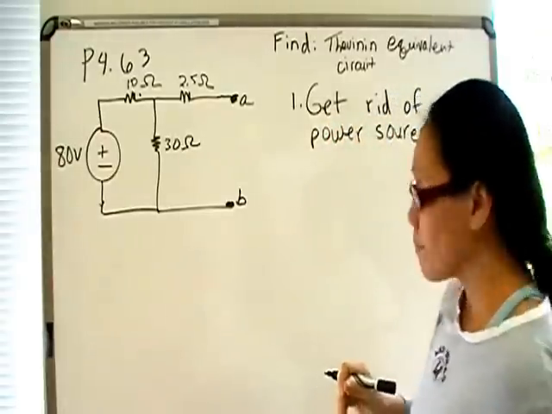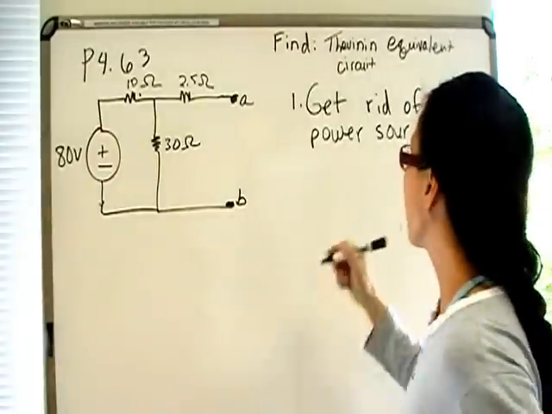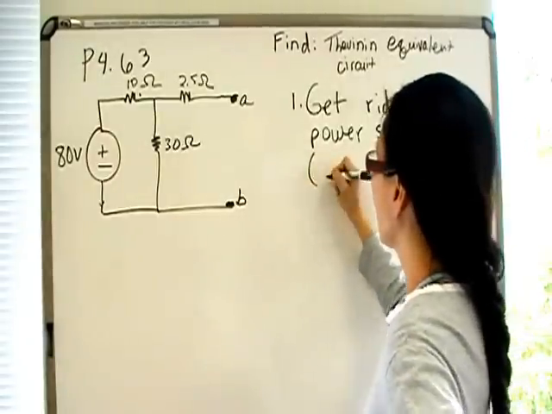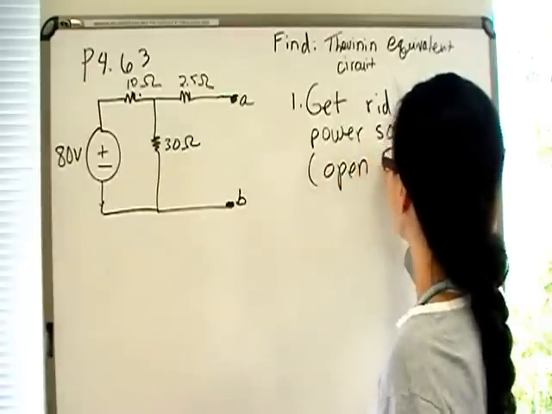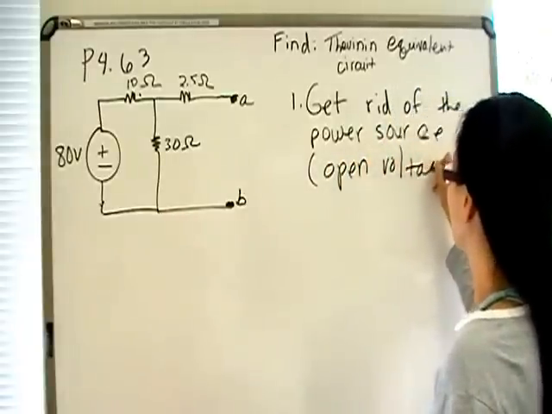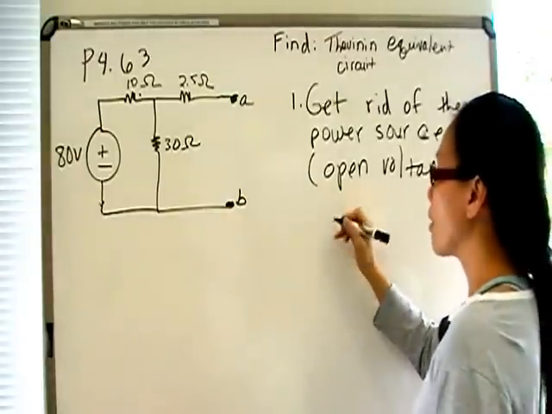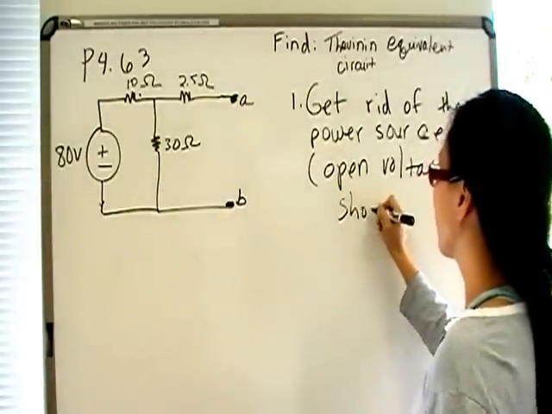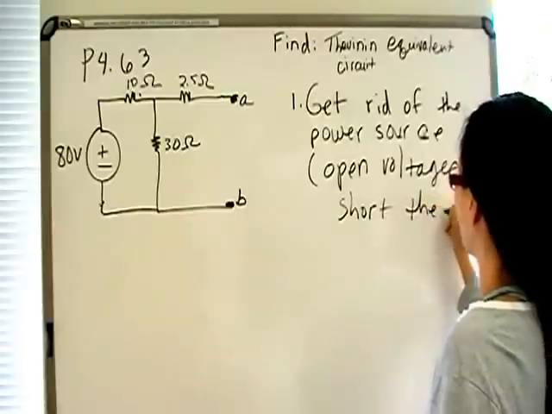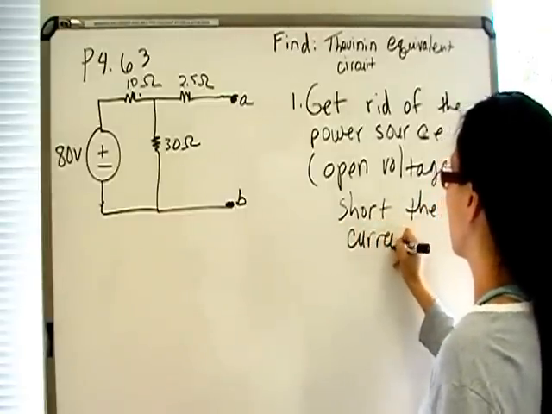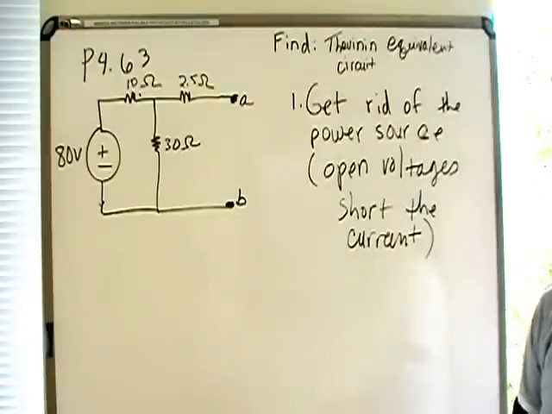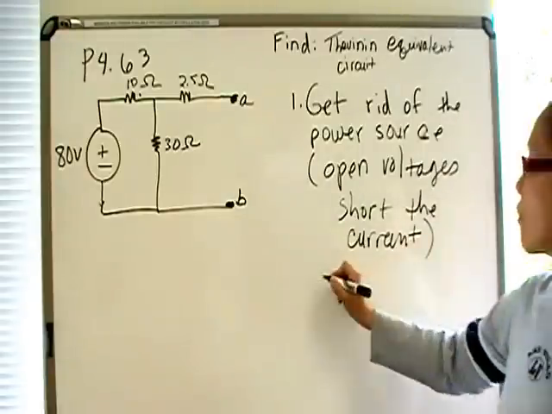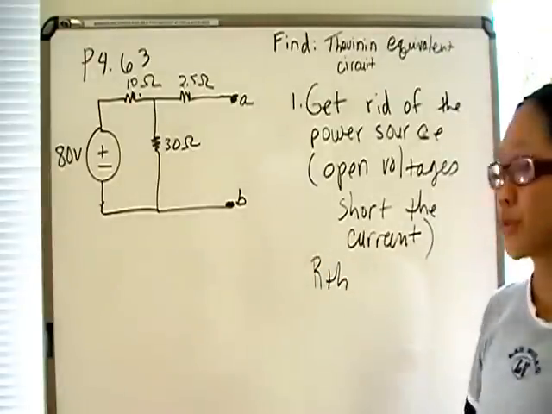So if it's the power source, like in this case, for the voltage source, you're going to open the voltage, or if it's a current source, you're going to short the current. Okay, so write that down. If you're struggling with these types of problems, write that down as your step, the first thing that you do in finding, and that is how you find R-Thevenin. That's the first thing you do.